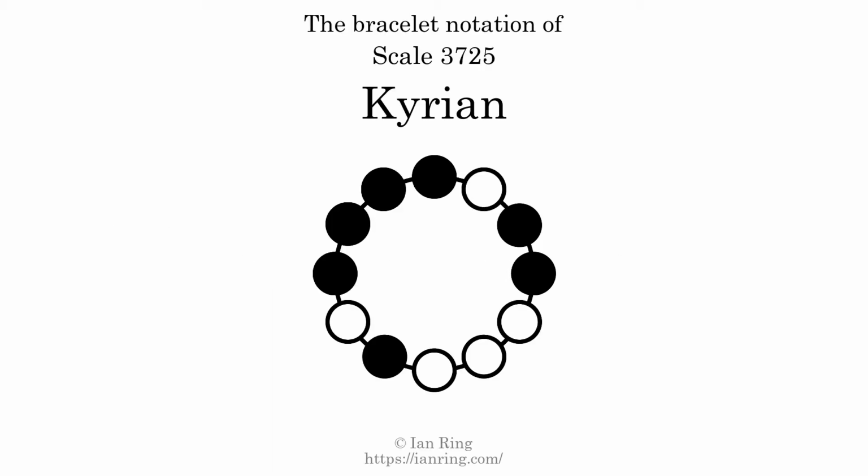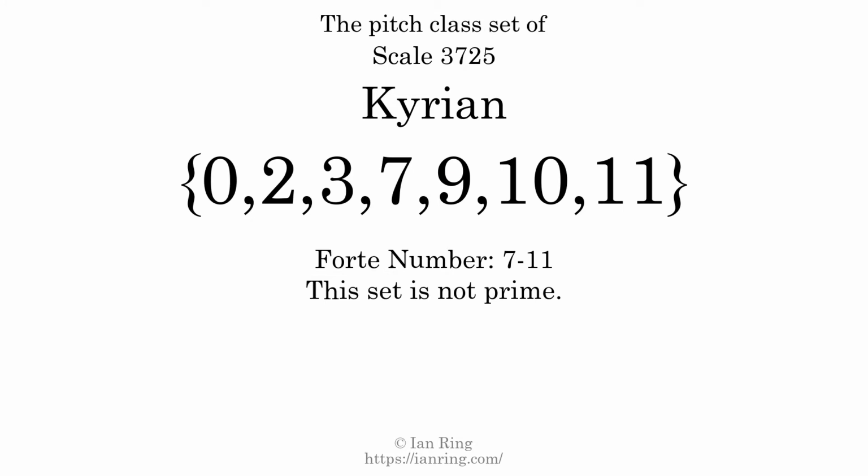This is a bracelet notation diagram of scale 3725. The shaded circles represent tones that appear in the scale, and they are read clockwise, starting at the top. The pitch class set for this scale is 0, 2, 3, 7, 9, 10, 11. The prime class is 7, 11. This set is not prime.